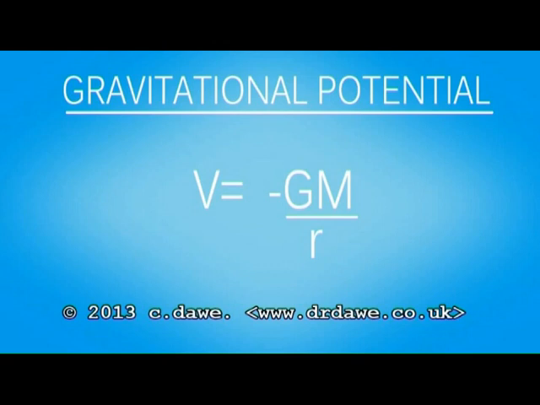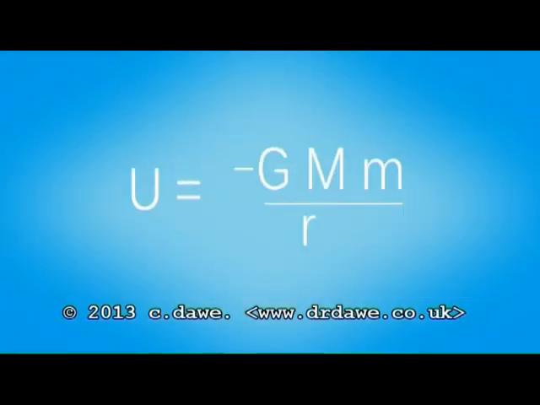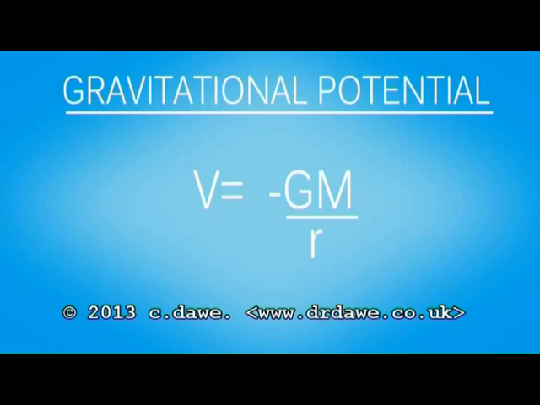Gravitational potential and confusing graphics. Here is the equation for the gravitational potential V due to a body of mass big M at a distance r. Note the minus sign. Essentially, the little m is replaced by 1 for a 1 kilogram test mass.